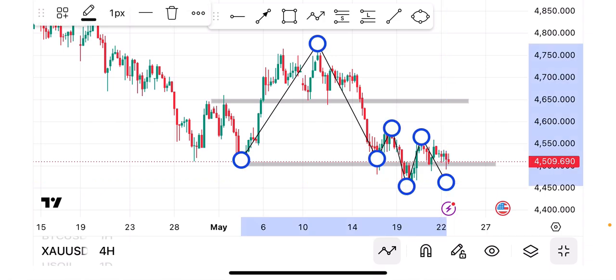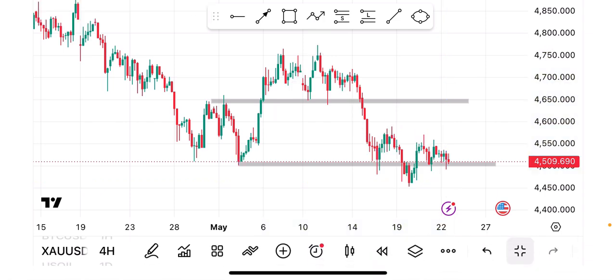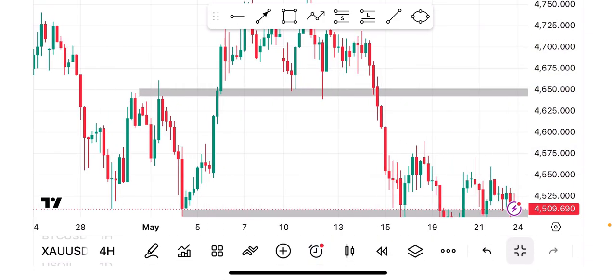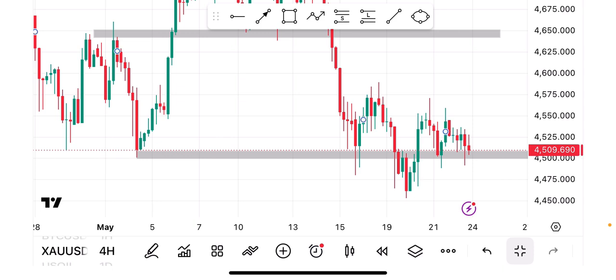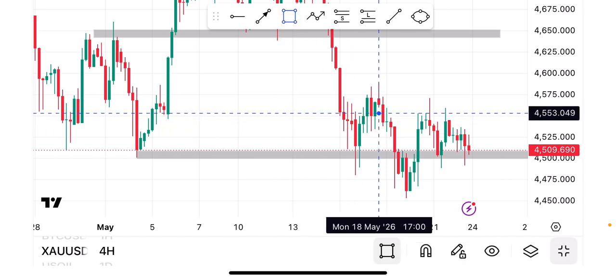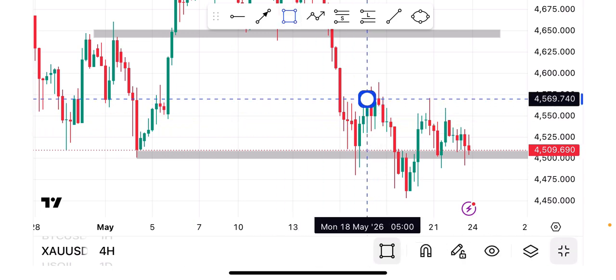So, let us zoom in. We have this swing low over here.